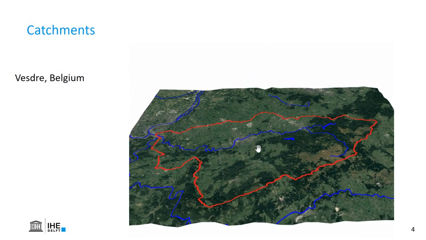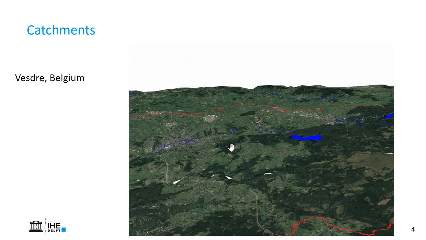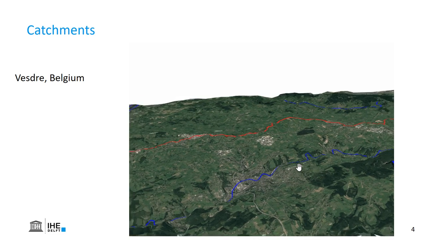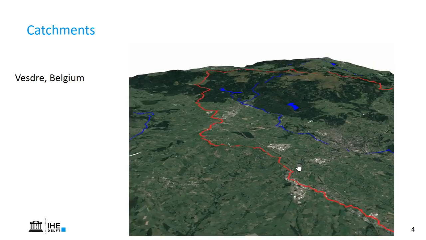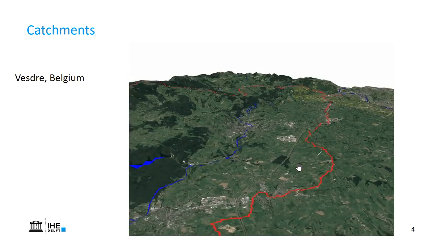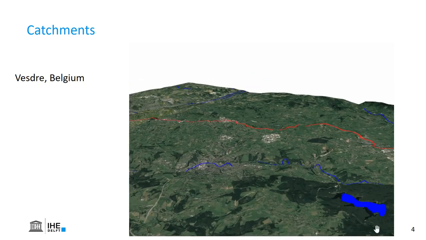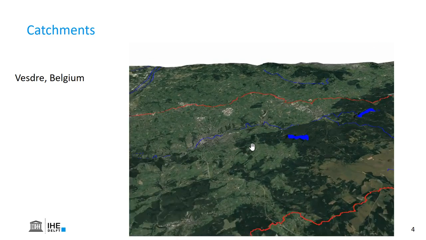Here we see a catchment. This is the Vestre catchment in Belgium, and the size of a catchment depends much on the ruggedness of the area, of the elevations. Here we exaggerated the elevations a bit. And so in British English we would call the area inside the red polygon the catchment, and we call the red line itself the watershed.